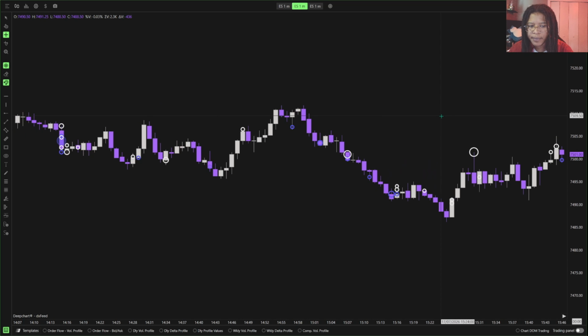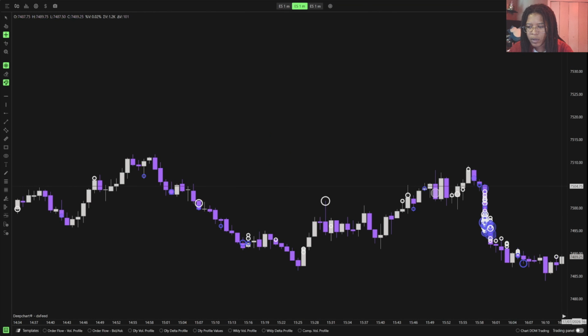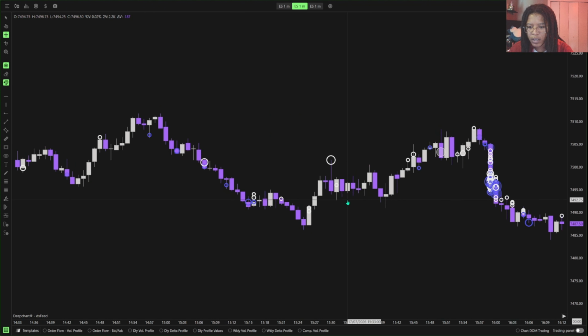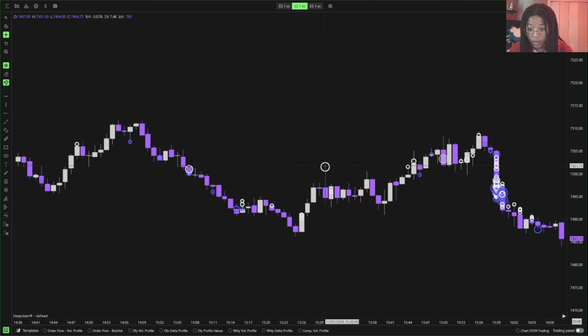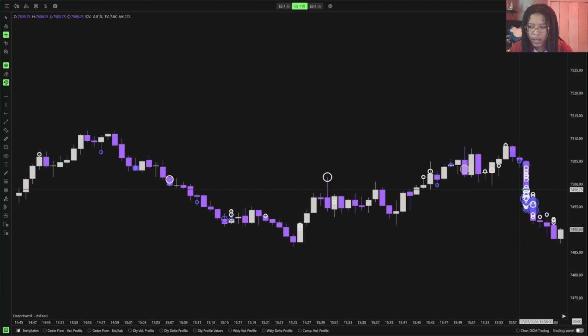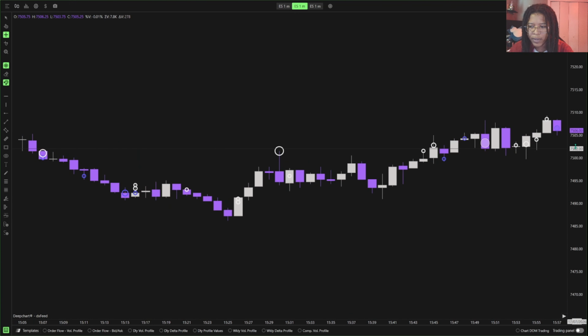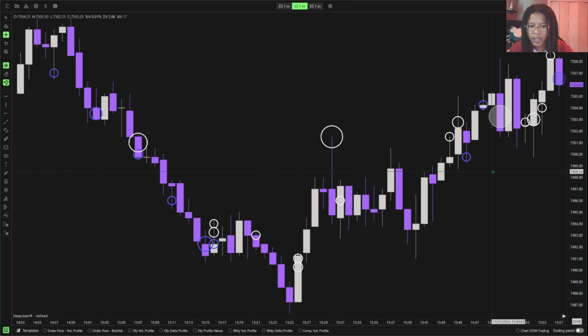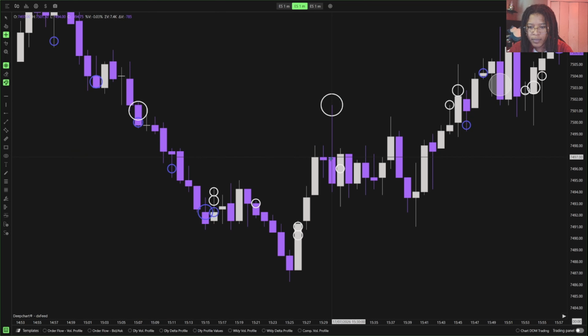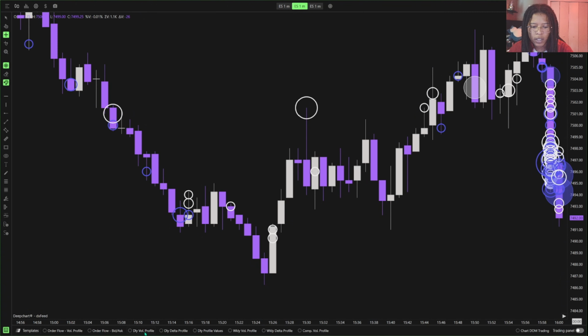Now, with the definition of absorption that I just gave you guys, you can see it right here. The reason I like this indicator a lot is because it shows exactly where on the candle it happens. So in this scenario, the buyers got absorbed right here at the wick of this candle. Price was pushing up, buyers stepped in, but there were more sellers here and they pushed price down.